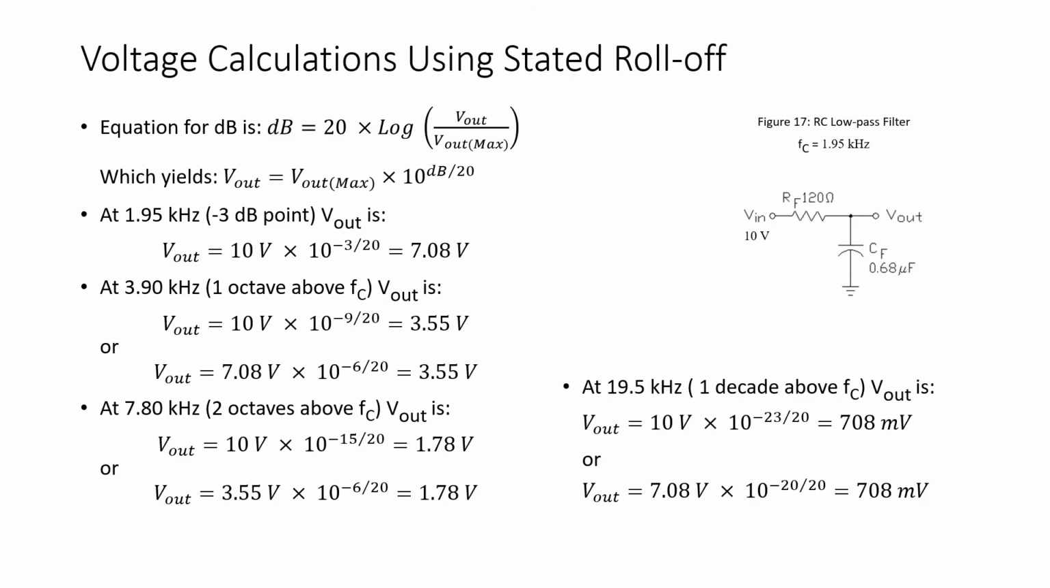Now, using these stated roll-off values, we can calculate the output voltage of a filter circuit. So looking at the circuit in figure 17, we have a low-pass filter with a cutoff frequency of 1.95 kilohertz. Again, at the -3 dB point, at the cutoff frequency, the output will have dropped to 7.08 volts. This is calculated by taking Vout max, 10 volts, times 10 raised to the -3 divided by 20 power.